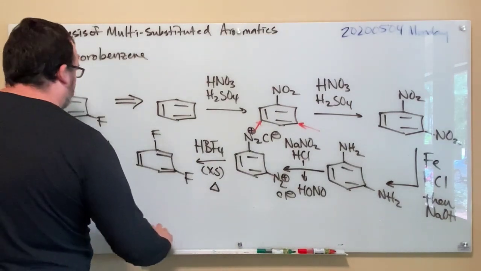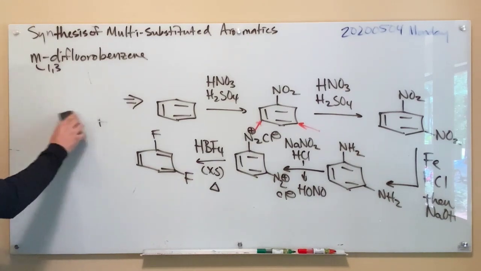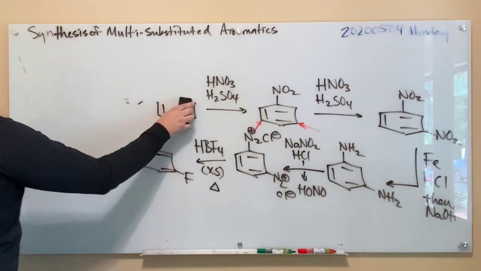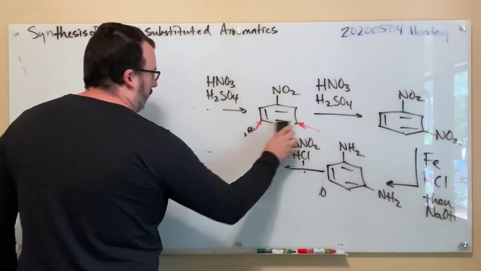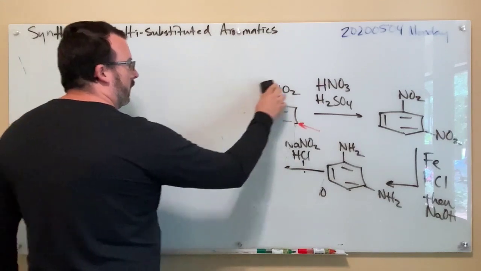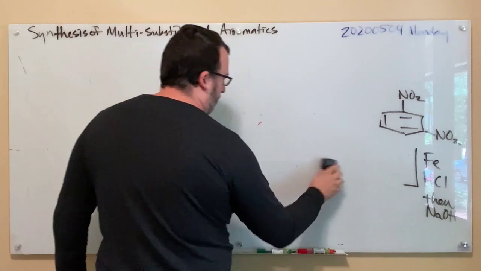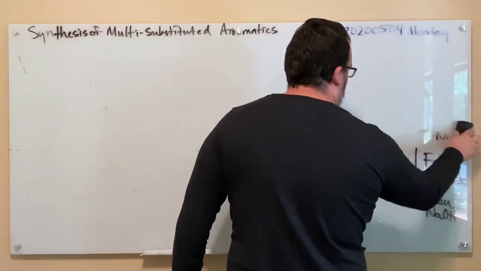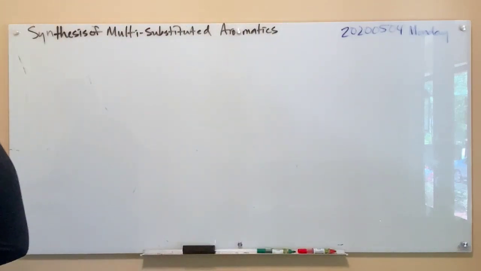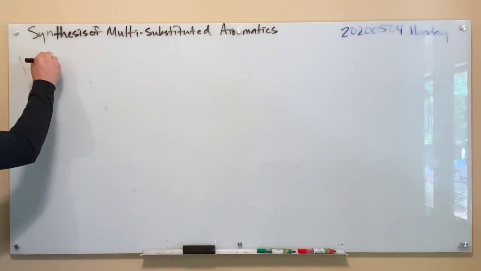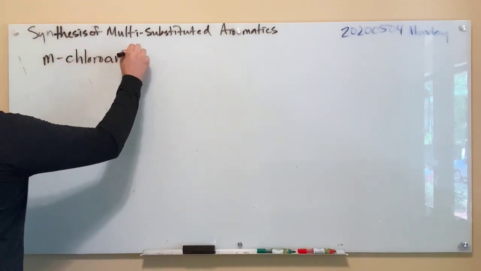Okay, so we'll go ahead and look at another example. So your book will use a lot of common names when referring to substituted benzenes. So for example, methoxybenzene is called anisole. And so the next one we're going to look at is an anisole derivative. So this is meta-chloroanisole.